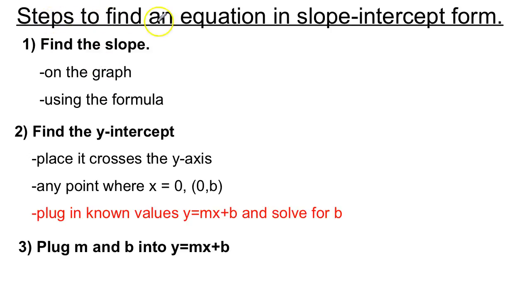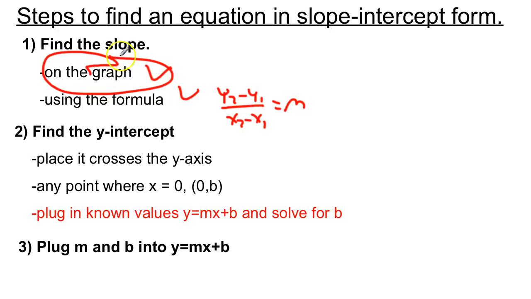When we want to find an equation in slope-intercept form, first we find the slope. We use the graph. We could have used the formula as well. We chose 2 points, and the formula is y2 minus y1 over x2 minus x1, and that's the slope. But we did this. We found it on the graph.